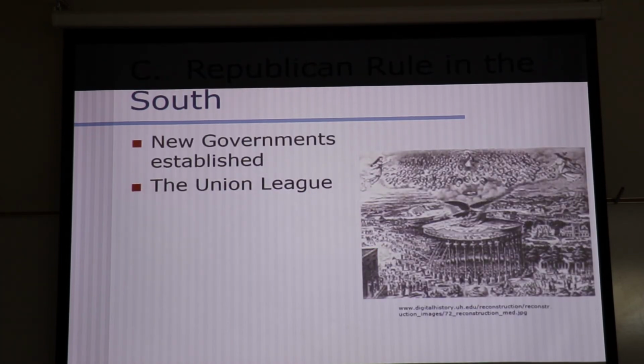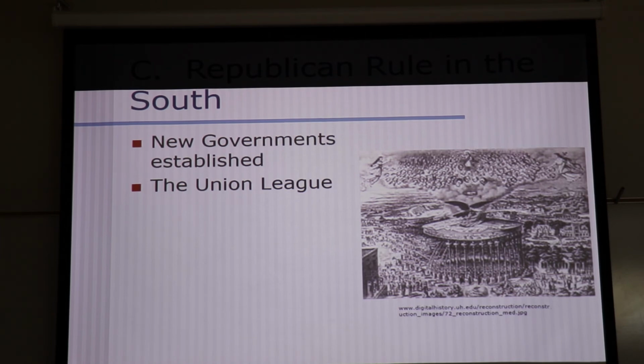C, Republican rule in the South. You had new governments established in southern states. By June of 1868, Congress agreed that 7 states had met conditions for readmission. Indeed, all but Virginia, Mississippi, and Texas. Even though later on they threw out Georgia, because Georgia dismissed 25 black members and seated ex-Confederates in their stead for the state legislature. And the military governor forced them to reseat the thrown out members and ratify the 15th Amendment, which they did.